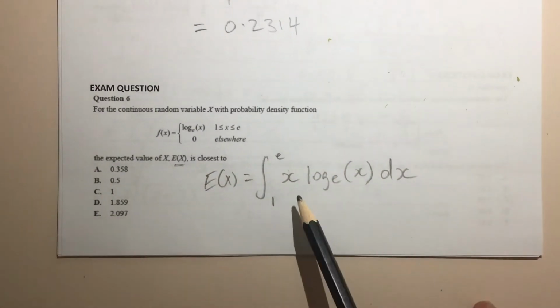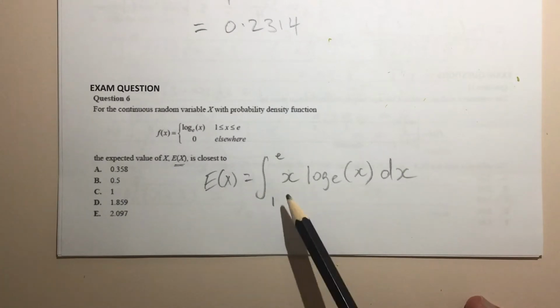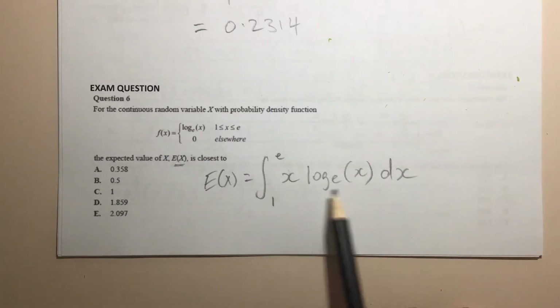Just be mindful too, another trap that people sometimes fall into is that when there's a number in this position, we often say we can take that out the front of the integral. When it's x, we can't do that. You can't take x out the front of the integral. So don't fall into that trap. You just have to evaluate the integral with x inside of it.